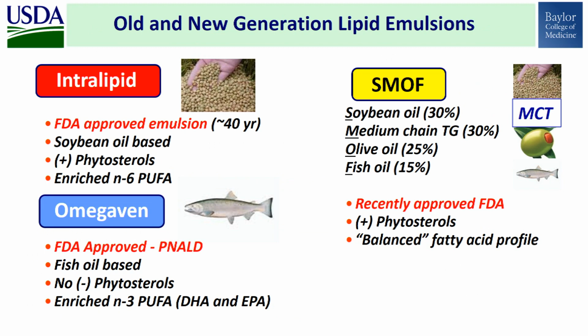So I'm going to talk in this presentation about 3 different lipid emulsions that most of you are very familiar with. And the first is Intralipid, which has been approved for decades. It is a pure soybean oil-based lipid emulsion that contains enriched phytosterols and N6-PUFAs. Also Omegaven, which is now approved, which is a fish oil-based emulsion which does not contain phytosterols and is enriched in DHA and EPA. And then finally SMOFlipid, which is a multi-component lipid emulsion composed of these 4 different oils. It does contain phytosterols and was approved recently.